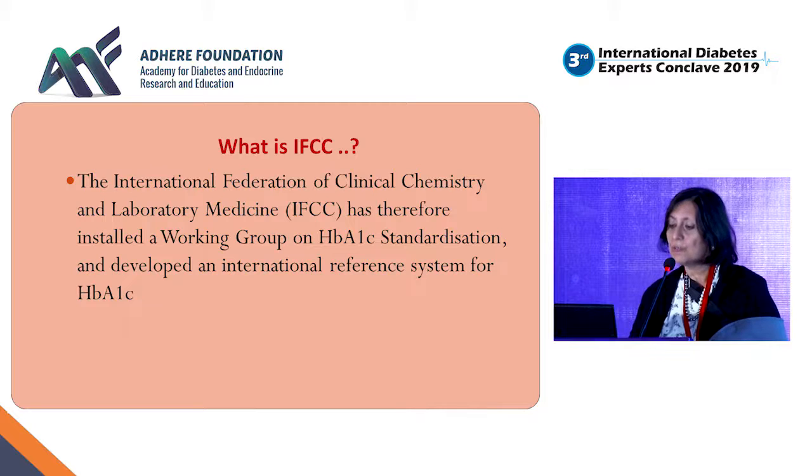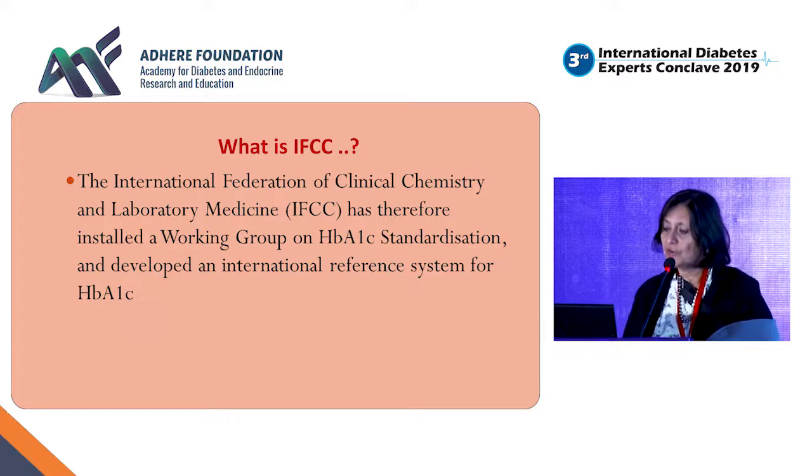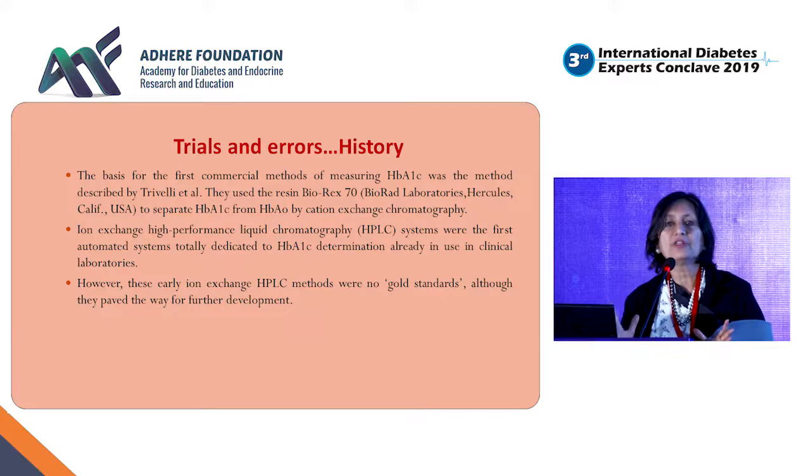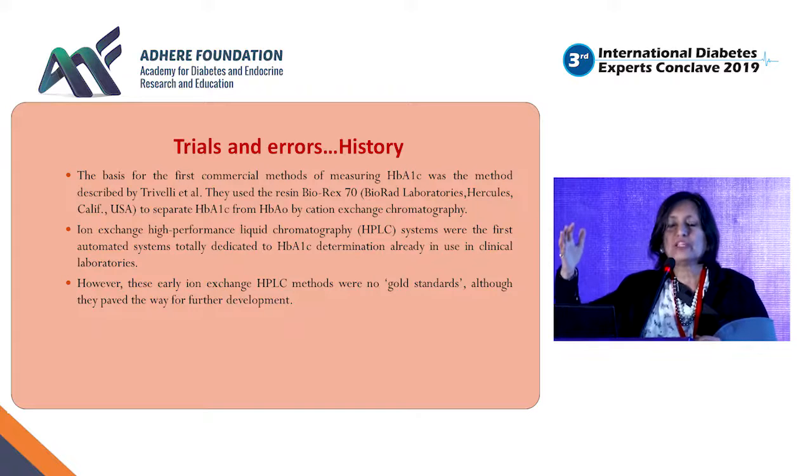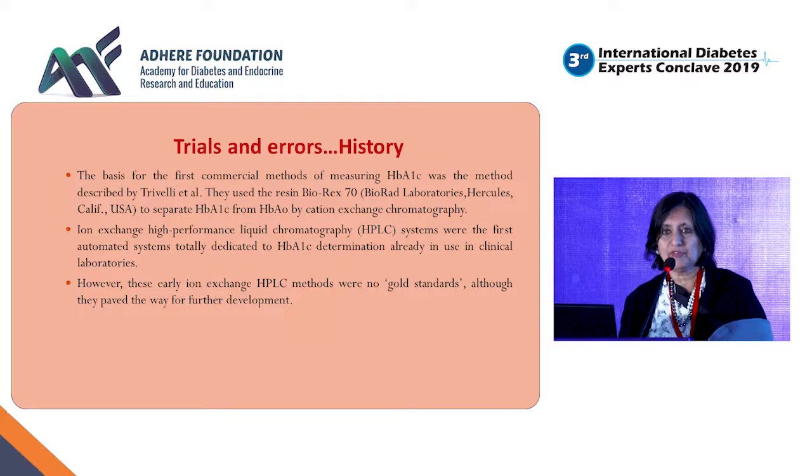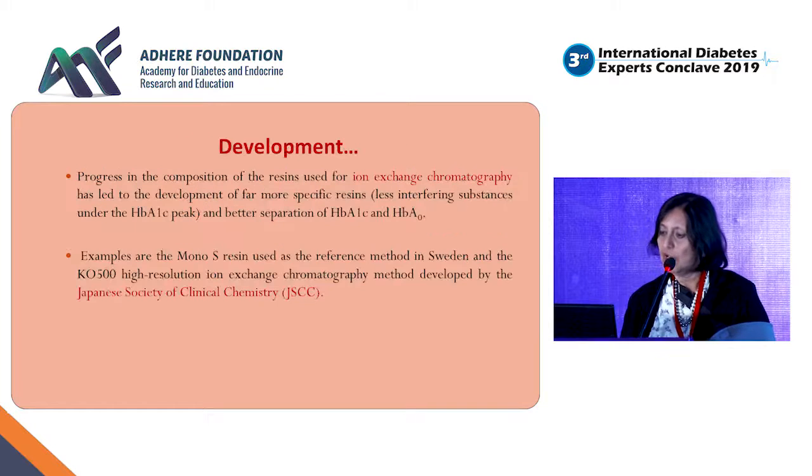They felt that there was a major need. Now, the basis of this was that whenever there was a method which was followed by any of the labs, which fell into either the Japanese method or the Swedish or the NGSP method, they found that there was a huge variation. So progress in the composition of the resins was developed by the Japanese and the Swedish to make sure, and they felt that by doing that, they would standardize the estimation of HbA1c.